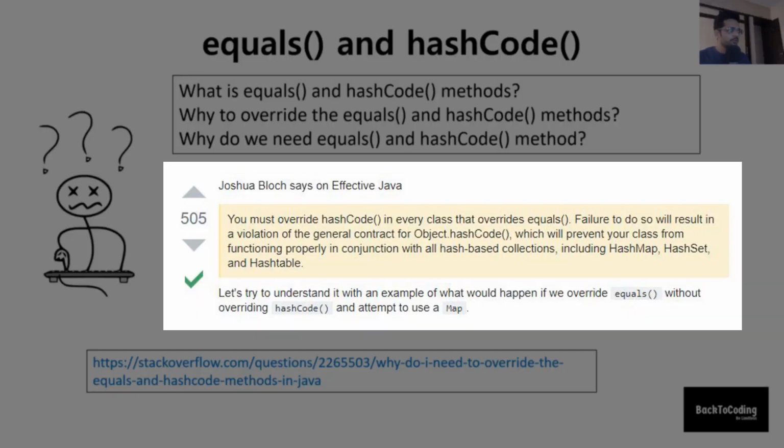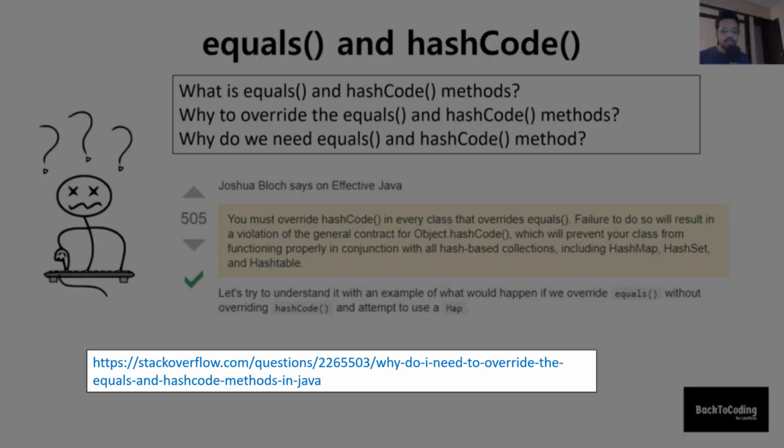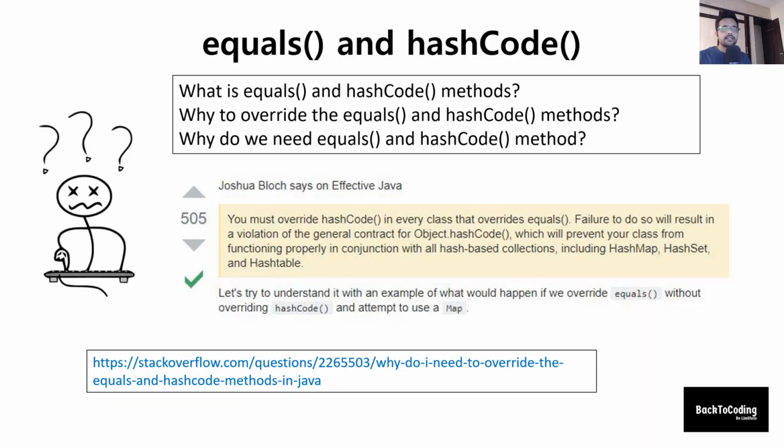Well, according to a Stack Overflow post which asked why do I need to override the equals and hashCode methods in Java, in the book Effective Java it is said that you must override hashCode in every class that overrides equals. Failure to do so will result in a violation of the general contract for the Object.hashCode method, which will prevent your class from functioning properly in conjunction with all hash based collections including HashMap, HashSet and Hashtable. An example is shown which explains it further. The link is provided in the description box below for the post. So let's understand more on it.